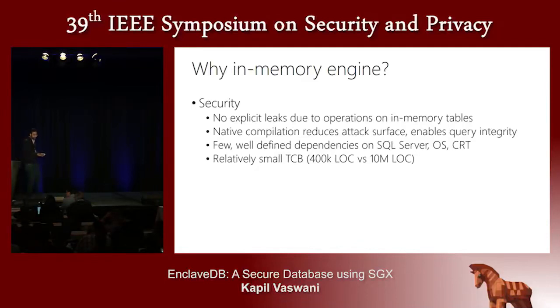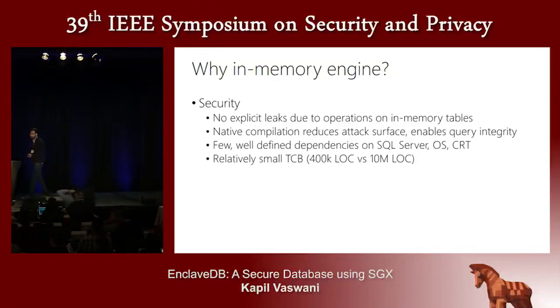It guarantees that there are no explicit information leaks when we perform operations on in-memory tables, because all the operations such as indexing are performed in enclave memory, and there are no explicit leaks there. The choice of using native compilation to compile queries upfront on the client side reduces the attack surface of the code running on the untrusted server, and allows us to guarantee to end users the exact set of queries that the database will process on sensitive data.